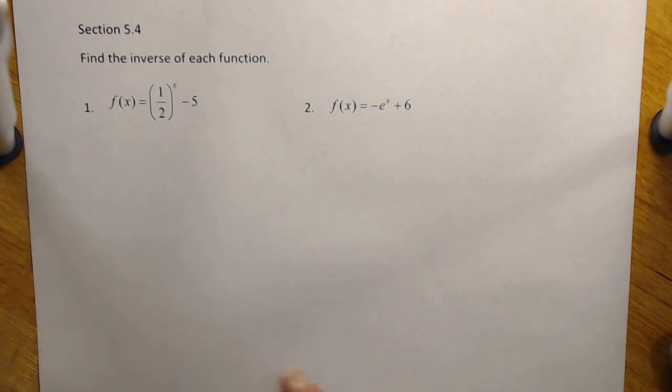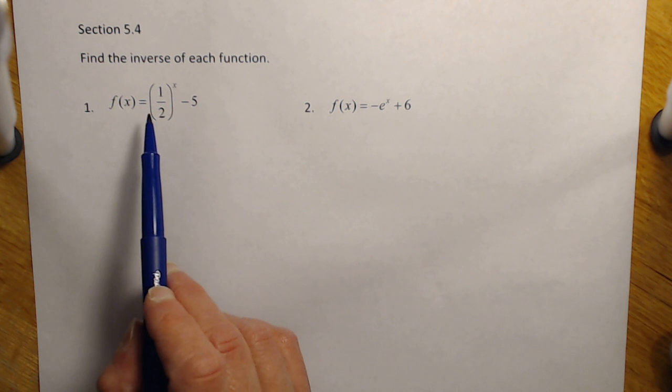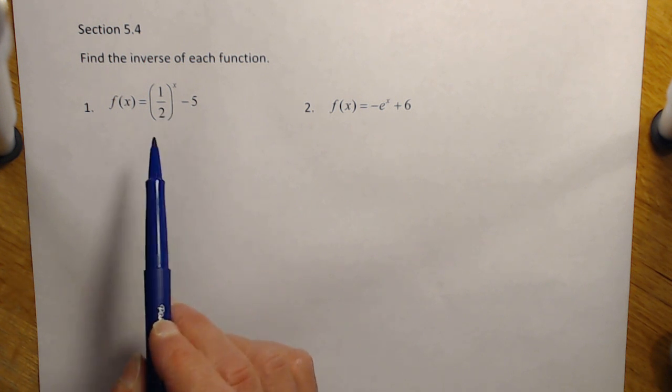All right, so for these two problems, we're going to look for the inverse of a function. We've done this before. We know the inverse reverses the rule. So we have this f function. Here's the rule for it. We want to reverse it.